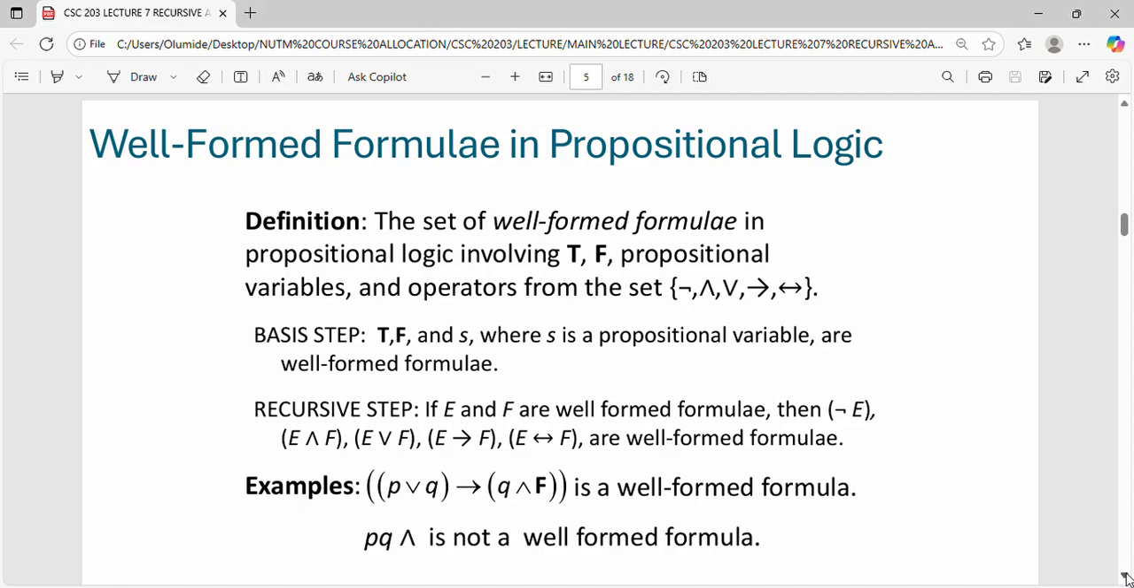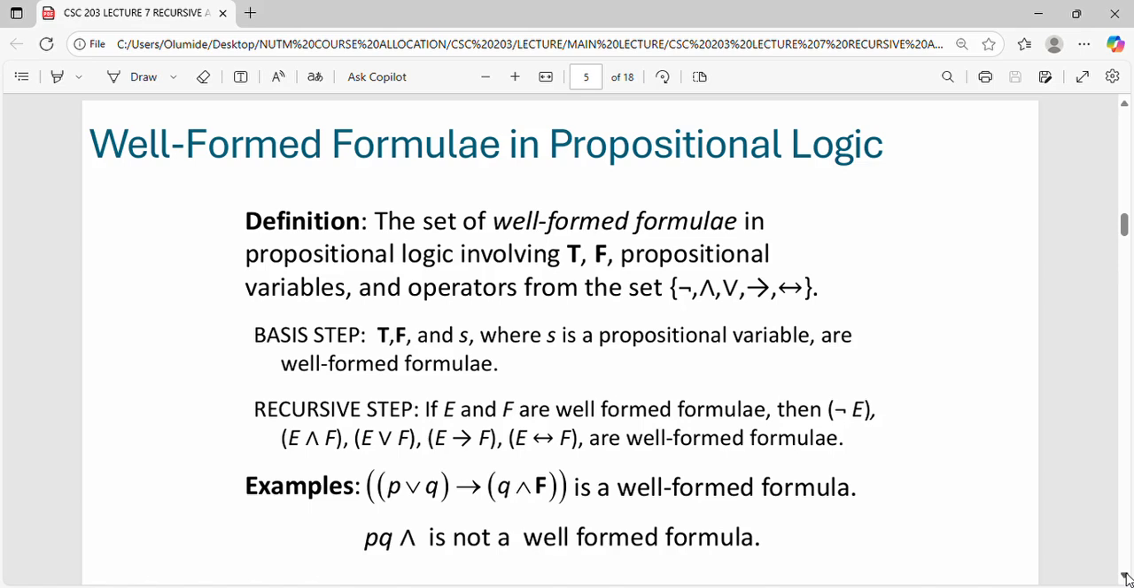Now let's look at the recursive step. If E and F are well-formed formulae, then the negation of E, that is, we are negating that E. Right. Now E and F, we can have something like this. We can have E or F. We can have E imply F. We can have the bi-implication, that is E imply F, F imply E. So that's what the bi-implication means.